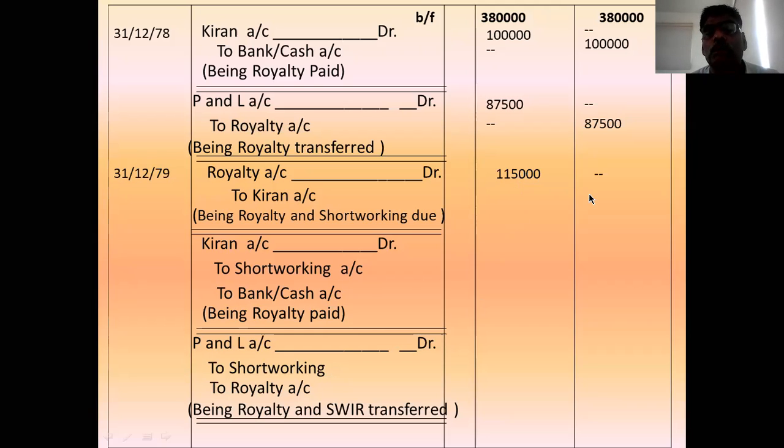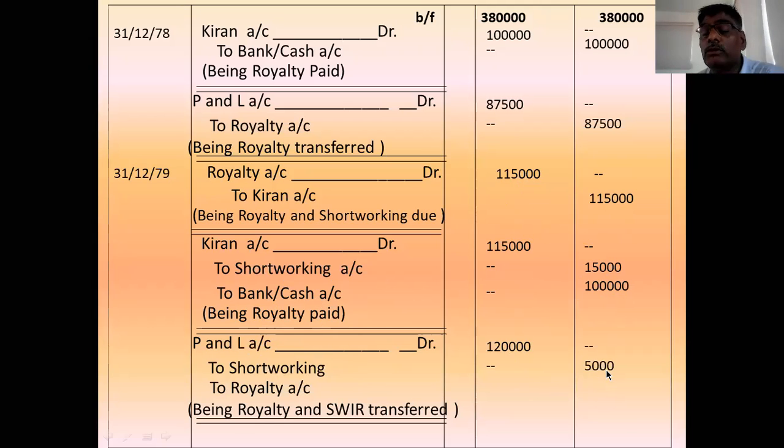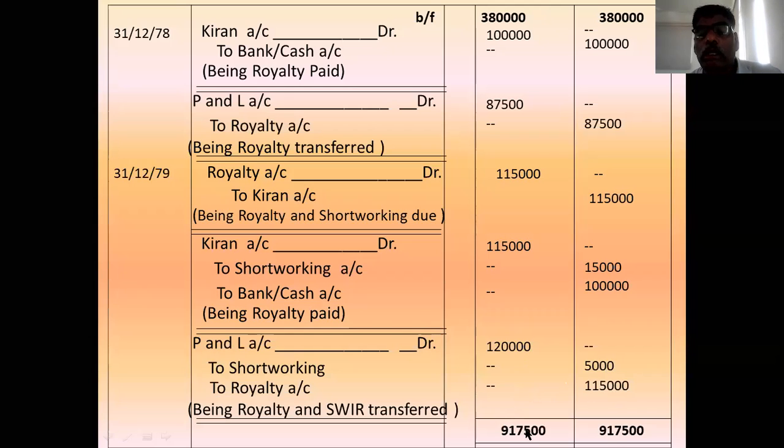Royalty 1,15,000. Total 1,15,000. Kiran 1,15,000. 2 short working recovery. Recovery is 15,000. Bank account, payment column total 1 lakh. P&L account debtor. You have to take the total of royalty and short working. This is 5,000 short working recovery. SWIR column is 5,000. You see there. Then royalty is 1,50,000. Total of these two take here. Then take the total. Total is 9,17,500.